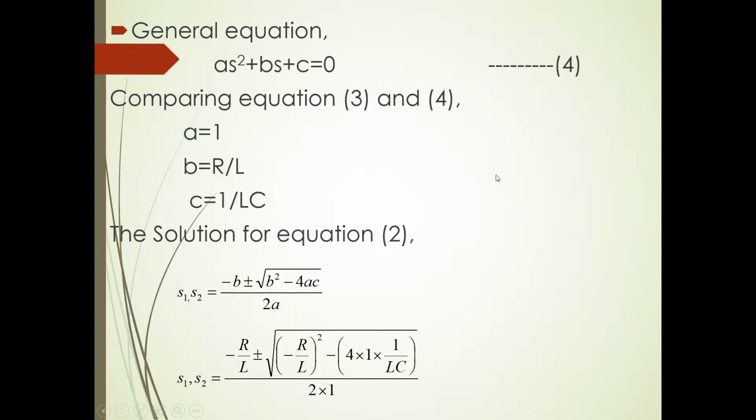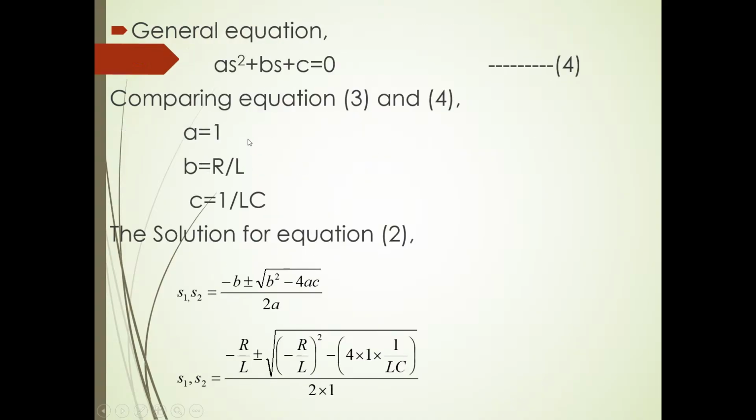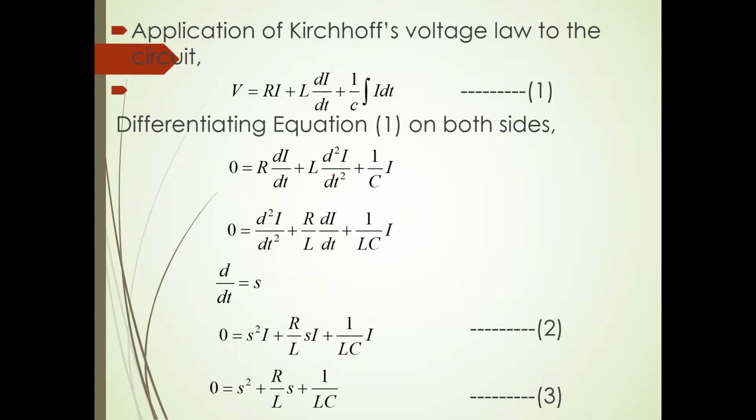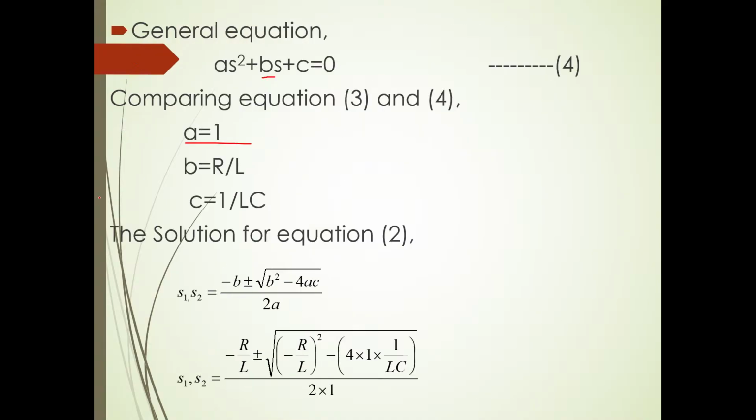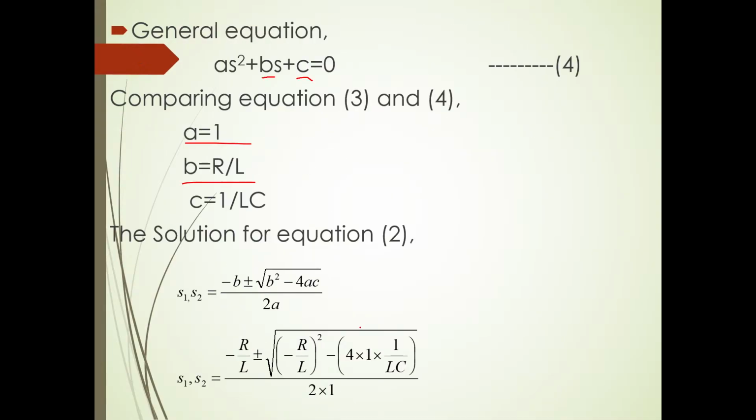So what do you get if you compare equation 3 with 4? Here we see the coefficient of s square is 1. So what is the value of a? a is equal to 1. Now what is the coefficient of s? It is b. So what is b here? b is r by l. So b is equal to r by l. Next, constant c. So what is c? c is 1 by LC, so you can write c is equal to 1 by LC.